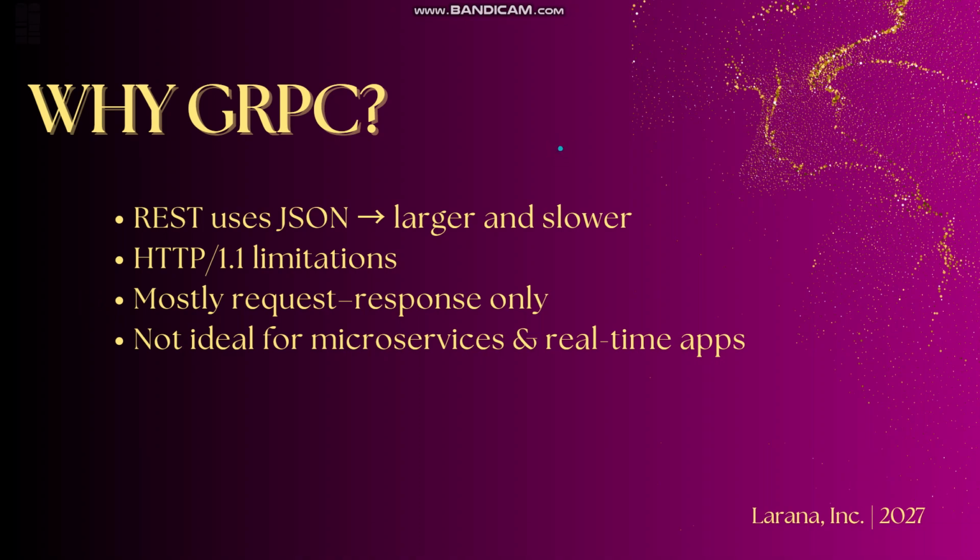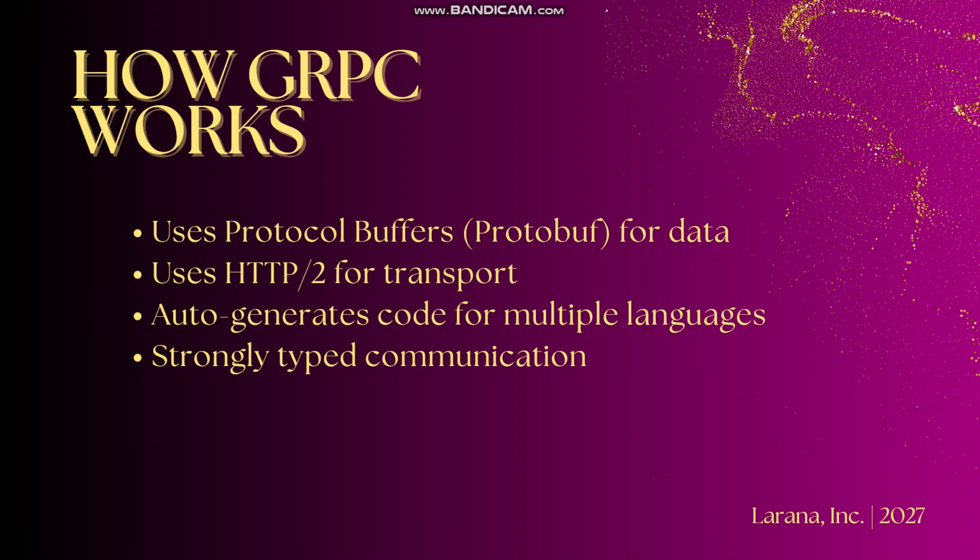Now let's move on to how gRPC works. So how does gRPC work? It uses something called protocol buffers, or protobuf, to structure data. Protobuf is a binary format which makes messages much smaller and faster than JSON. gRPC also uses HTTP/2, which supports features like multiplexing and streaming. Another great advantage is that gRPC can automatically generate code for multiple programming languages, making development easier.